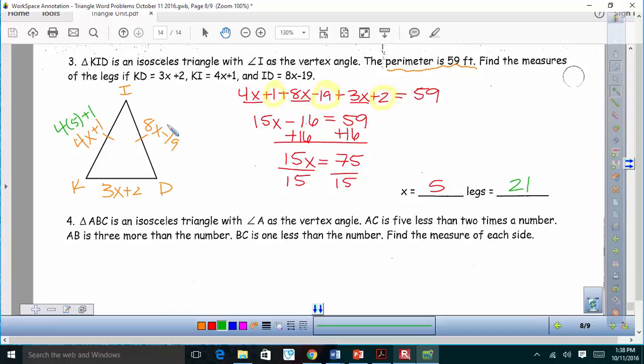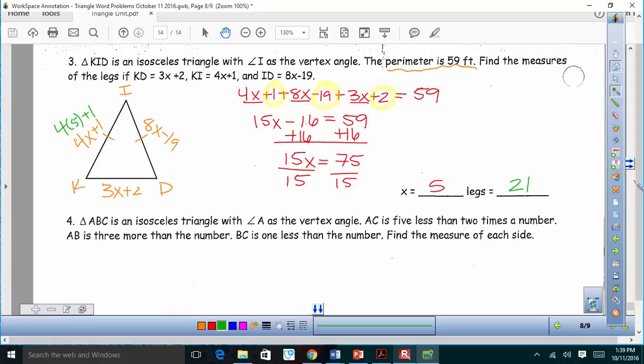Okay? Yes? How do you know those sides are congruent? Is it just always those two sides? It's an isosceles triangle, which means the two legs are congruent and the base is not. Yes? The legs are the ones on the side, not the base that it's sitting on.